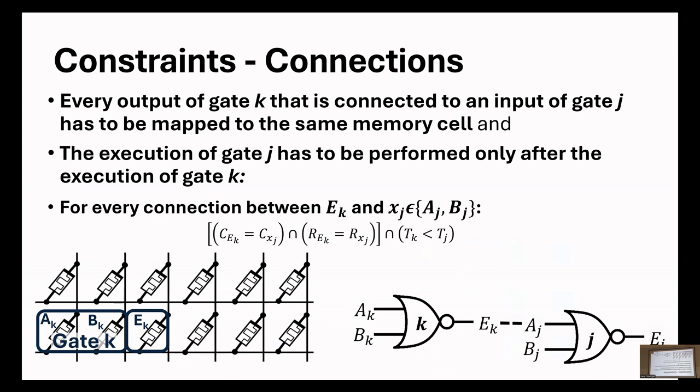And the final constraint is related to the connection. If we have two gates that are connected to each other, then the cell that is the output of the first gate has to be the same cell that is the input of the second gate.